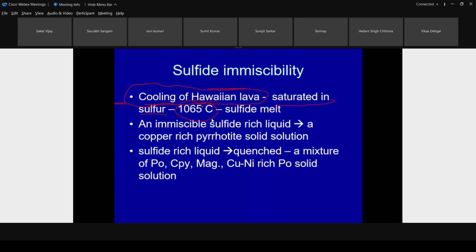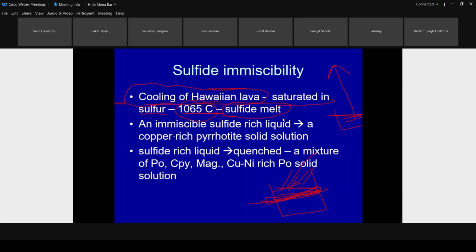1065 degrees Celsius. And there is a sulfide melt. If there is a sulfide melt inside the magma, then only it can erupt. So people understood that at a particular time the magma was becoming enriched in sulfur. It was only sending silicate, silicate, silicate. Suddenly it sent a volume of sulfide. Then people wondered how is it possible?